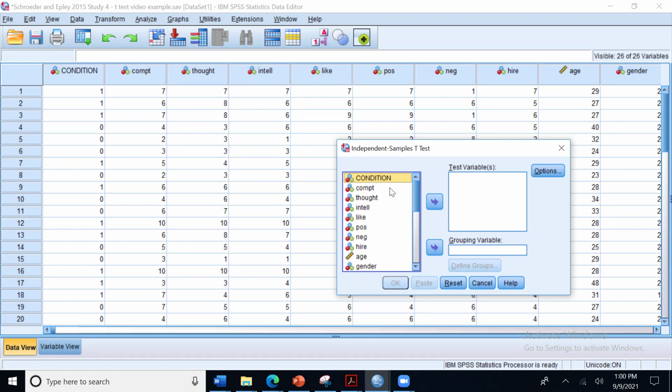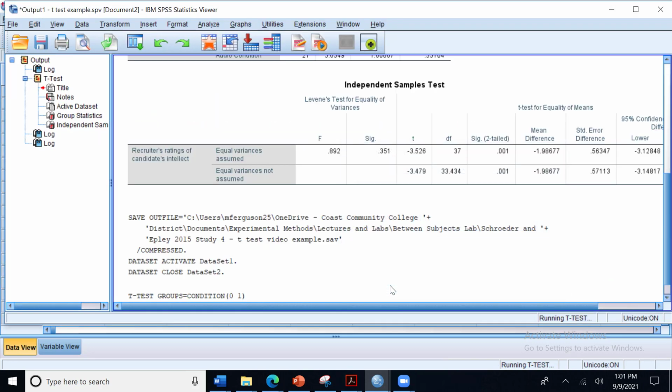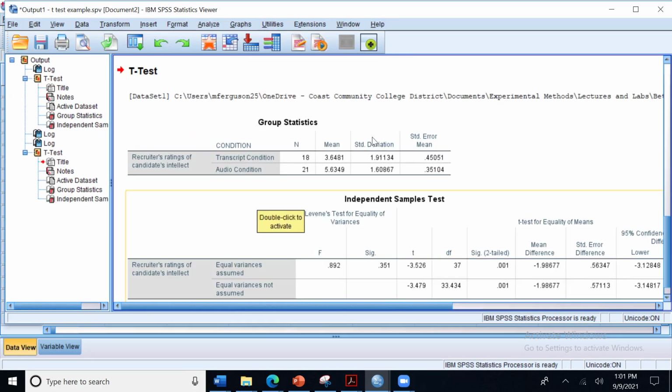My grouping variable is my condition. And the variable that I'm going to run the analysis on is recruiter's rating of intellect, and that's my test variable. Now it wants me to define these things, define my groups. So I'm going to have group 1 be 0, and then I'm going to click OK. Here it spits out my statistics.